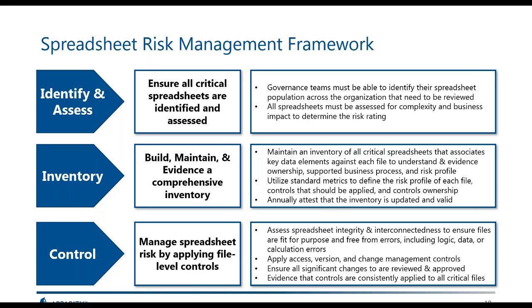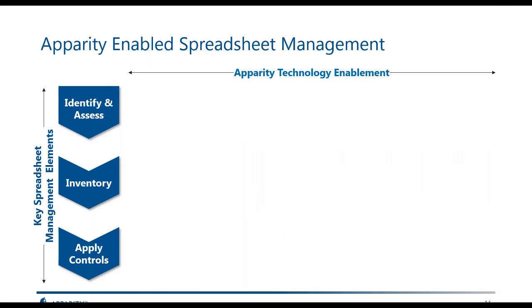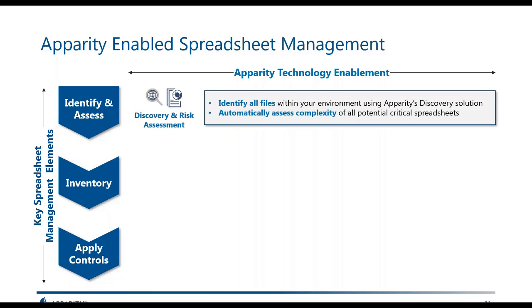And then even if you could build out an inventory, do you expect your end users to manually comply with the key spreadsheet controls? Without a technology enabler, it is nearly impossible to adhere to the spreadsheet management framework and be confident in the results. This is where Aperity comes in. Aperity enables your organization to establish a spreadsheet management framework by streamlining your processes and taking away the manual steps involved in reducing your spreadsheet risk.